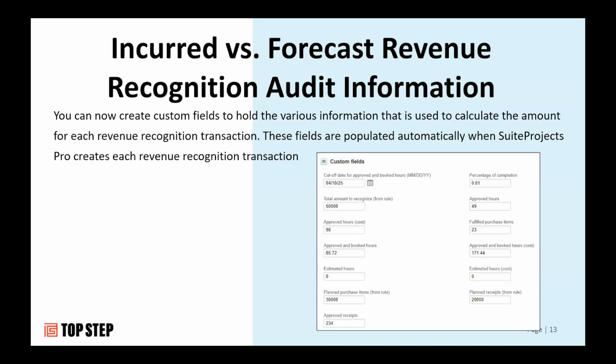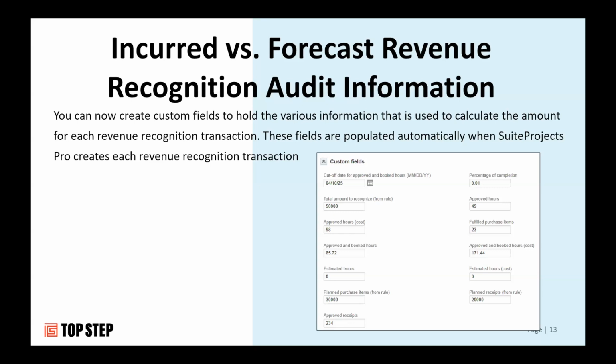And by adding these fields, when you generate revenue from this incurred revenue rule, they'll actually store the cutoff date, the amount to be recognized, the hours it's using, the future booked hours, the cost from the resources, etc. All of the key elements that go into the calculation of the revenue can be stored on the transaction.